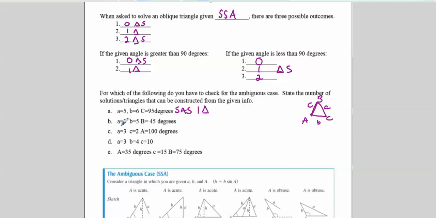Alright, in B we're given side a, side b, and angle B. So we're given this side and this angle, so that would be a case of side, side, angle. In that case, it's kind of hard to tell how many triangles we're going to have. And we will learn a few rules that will help us. But let's see if we can draw a more accurate picture to figure this out.